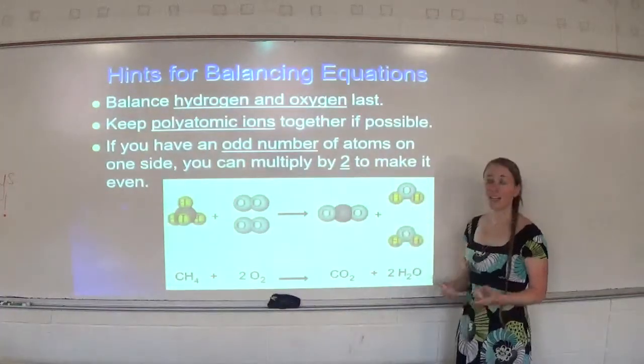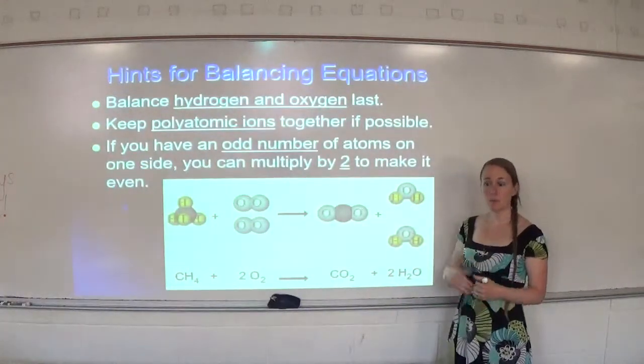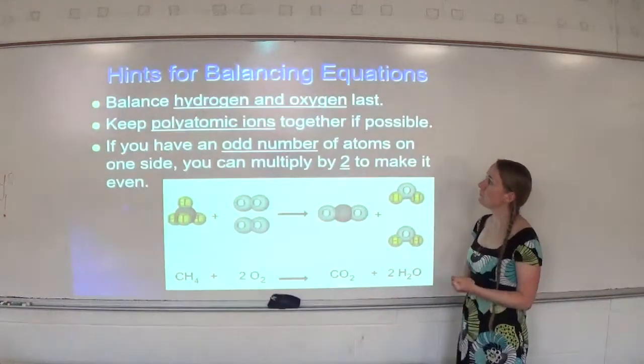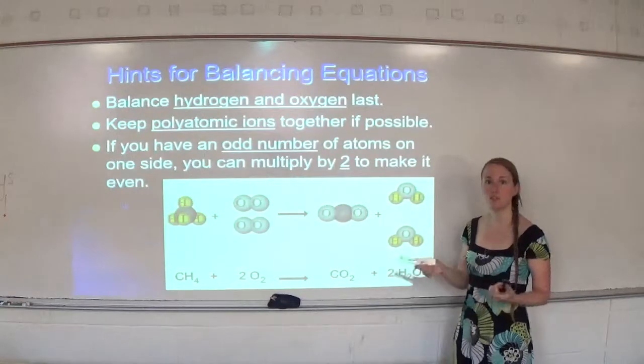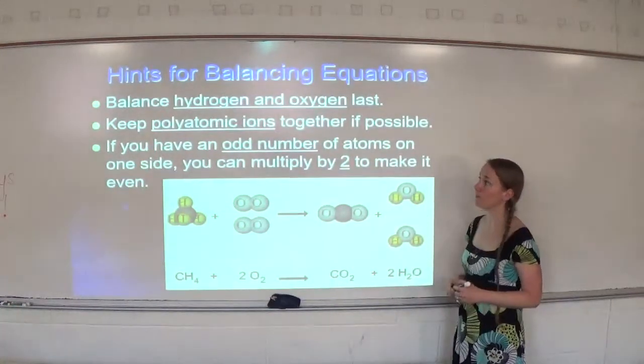If you have an odd number, like the one we had just a few minutes ago where we had 2 on one side and 3 on the other side, you can multiply the odd one by 2 to make it even, and then usually that'll help the rest of it kind of work out.